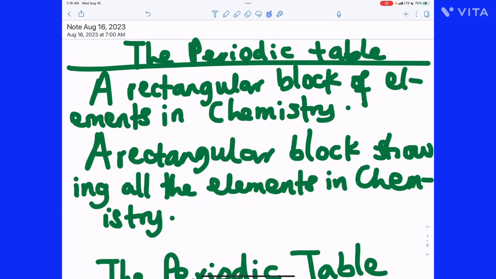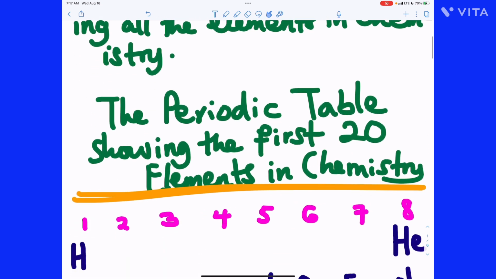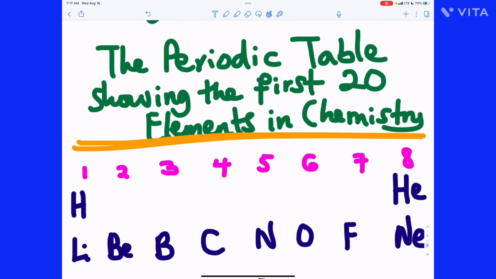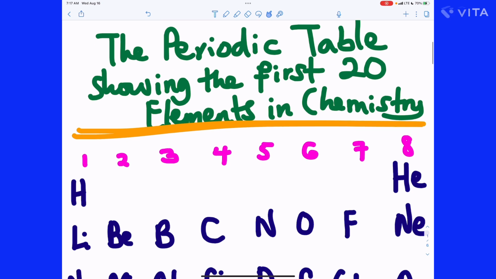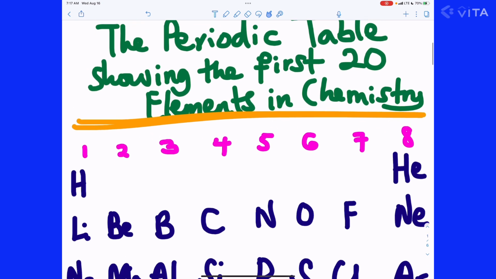The periodic table. The periodic table is a rectangular block of elements in chemistry. We can also define it as a rectangular block showing all the elements in chemistry. Although sometimes we draw a smaller one that shows only the first 20 elements. Now, let's look at the periodic table showing the first 20 elements in chemistry.